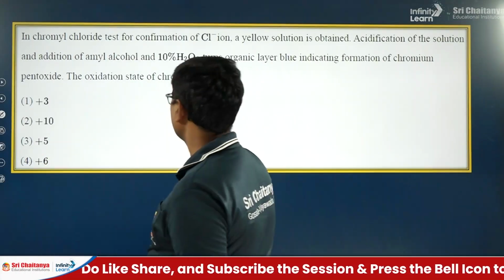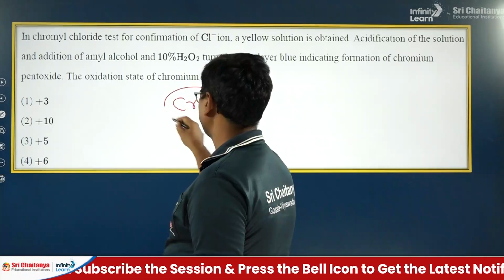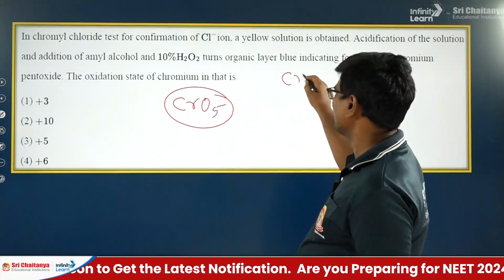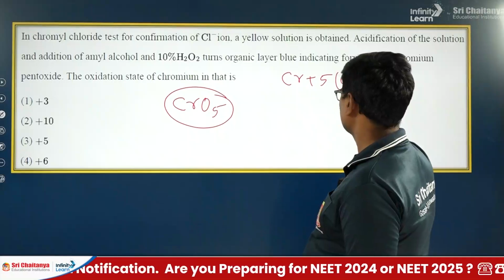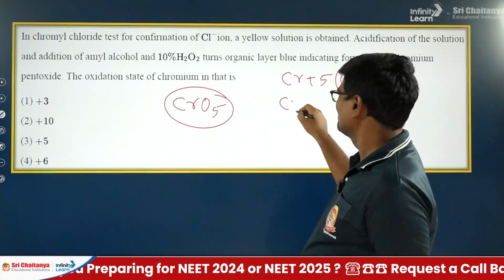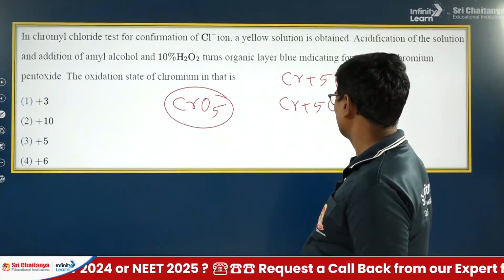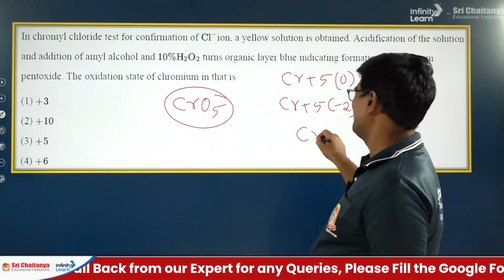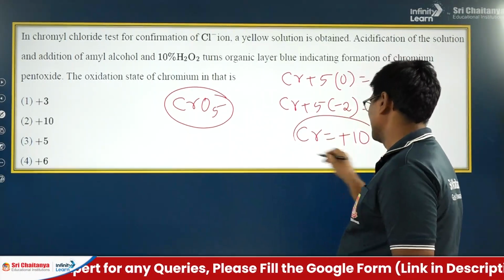What is the product? Chromium pentoxide, CrO5. What is the oxidation state? Generally, chromium plus 5 oxygens, oxidation state is 0. Suppose oxygen is in oxide form, 5 times minus 2, so chromium's oxidation state is plus 10 that we are going to get.